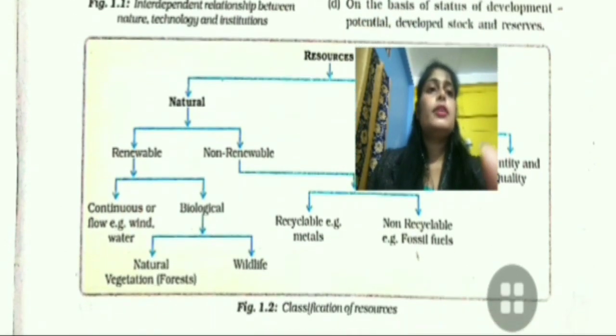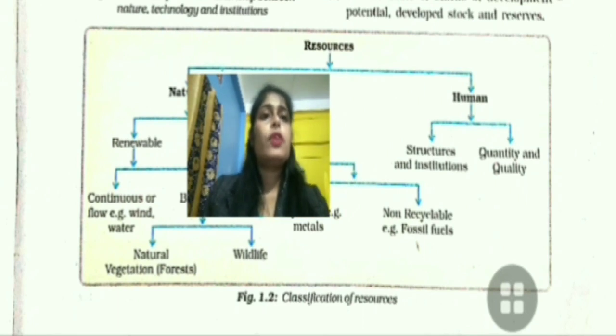The next category is human resource. Under human resource, there are structure and institution, and next, quantity and quality. Structure and institutions means the industry where human resources are formed. Educational institutions have a great influence on creating human resources. Now the human resource is again divided into two types, one is quality and another is quantity.